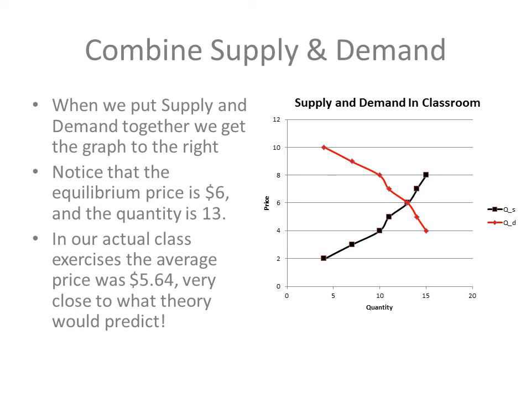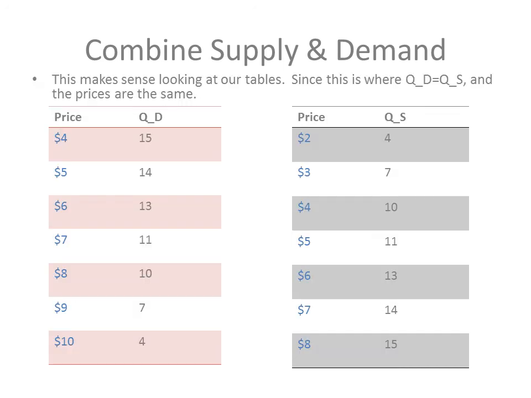So the nice thing about this classroom exercise is it shows us that our theory, which is using supply equal to demand to find the equilibrium price and quantity, does a very good job of predicting what the actual equilibrium price and quantity are in a market. And this makes sense looking at the tables that I put together, since the quantity demanded is equal to the quantity supplied at a price of 6 for both items.